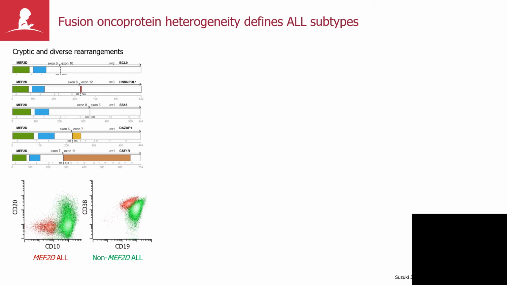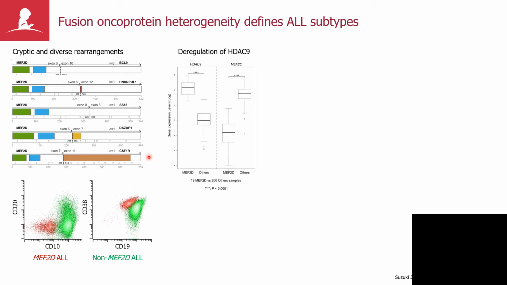So some examples. This is a nice example of a common theme here. This is a subtype defined by rearrangements of this gene, MEF2D, myocyte enhancer factor 2D, that's fused to a number of different genes, most commonly BCL9, but a number of other partner genes as well. It has a distinct immunophenotype, as shown here, with negativity for CD10 and positivity for CD38. And we can see, pursuing some of the biology of this form of leukemia, some interesting observations that are relevant to leukemogenesis and therapy.